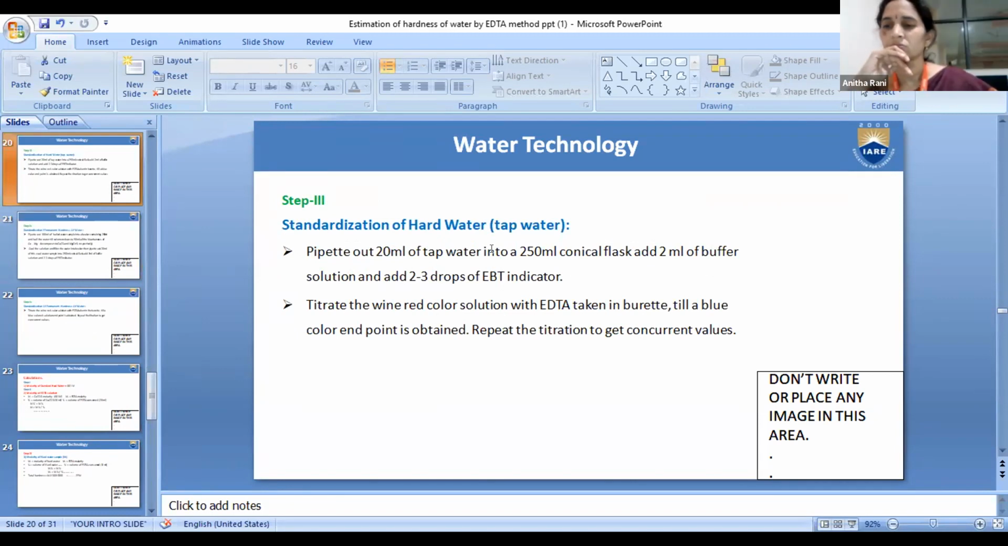Take 2 ml of buffer solution. Next, what will you add? 2 to 3 drops of EBT indicator. Then what will you do after that? Titrate with EDTA. The solution is wine red in color.